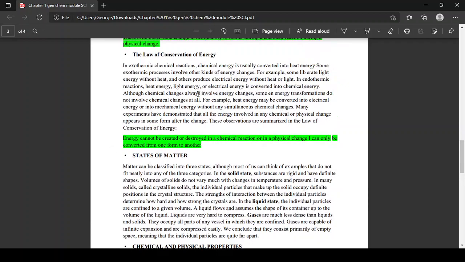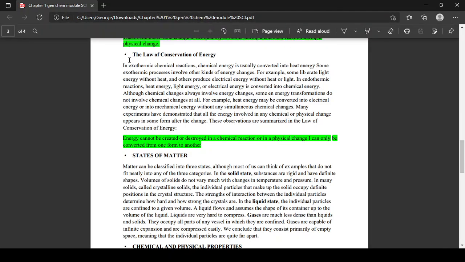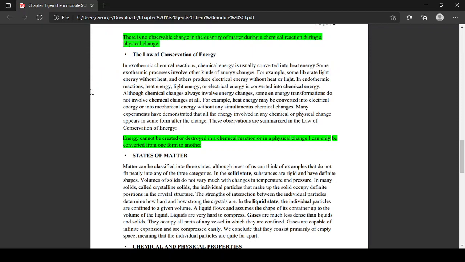Before the example, let us read the statement of the conservation of energy. Energy cannot be created or destroyed in a chemical reaction or in a physical change. It can only be converted from one form to another. Let us read the example. In exothermic chemical reactions, chemical energy is usually converted into heat energy. Some exothermic processes involve other kinds of energy changes. For example, some liberate light energy without heat, and others produce electrical energy without heat or light.